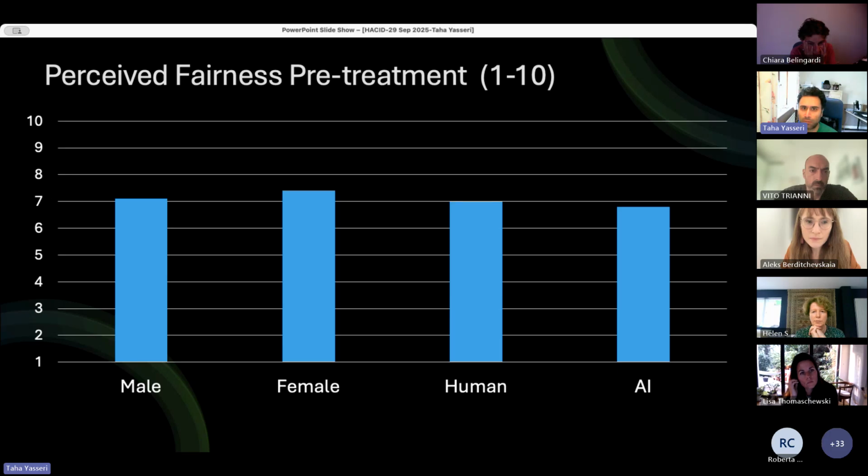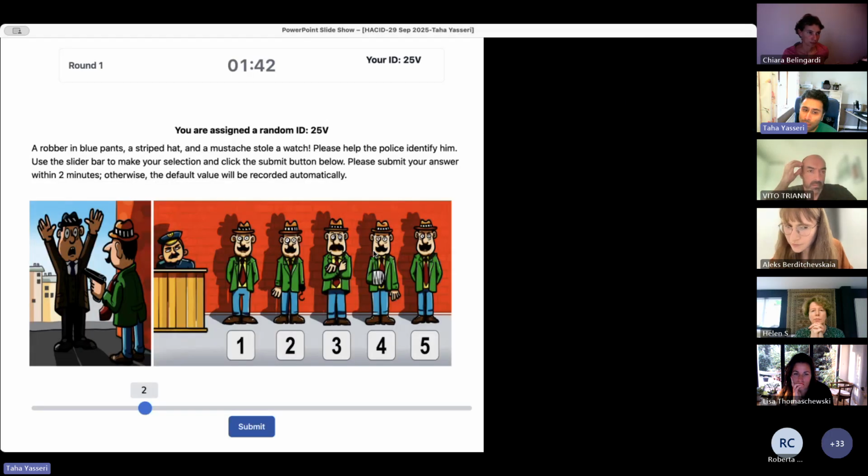And we gave different features to the manager: male, female, human, AI, and people generally had no preference. They rated the fairness of hypothetical managers about 7 out of 10 for almost all the groups. They had a slightly higher perception of fairness for female managers, and a little bit less for AI, but generally people didn't show strong preference on fairness, on competence, or on a few other dimensions and factors related to managerial roles. Then they had to play a game.